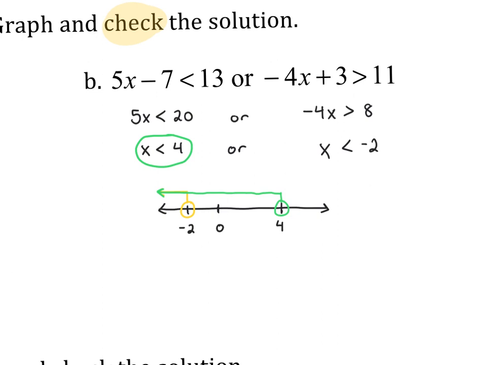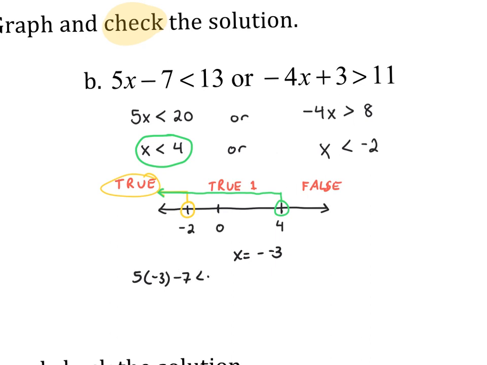So let me show you the breakdown on the graph. Everything over here is going to be true. Everything inside of here is going to be true, but only for one of them. And everything over here is going to be false for both of them. So I'm going to choose something that's going to be true for both of them. I'm going to choose a -3. So x is -3. So I expect true on both of those.